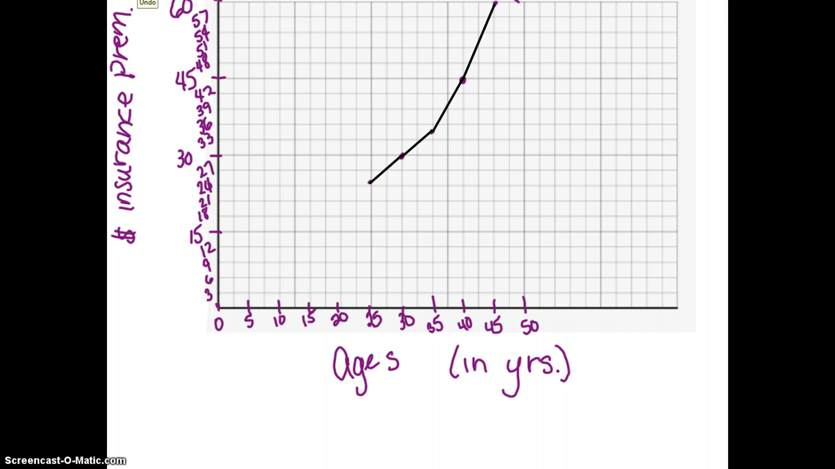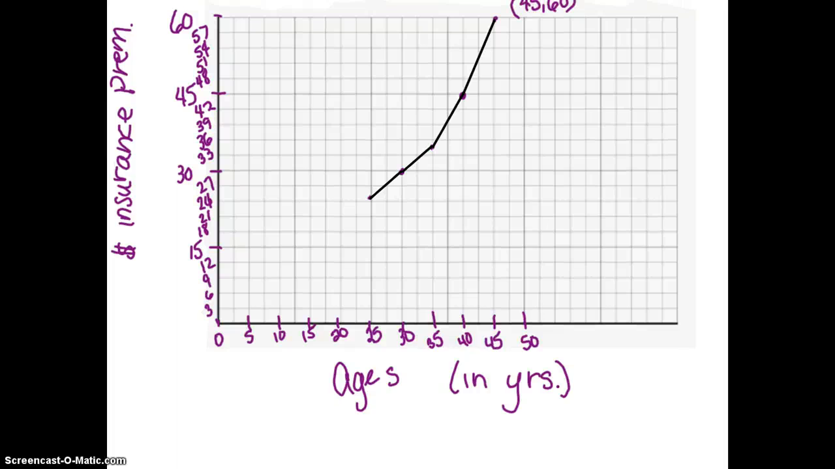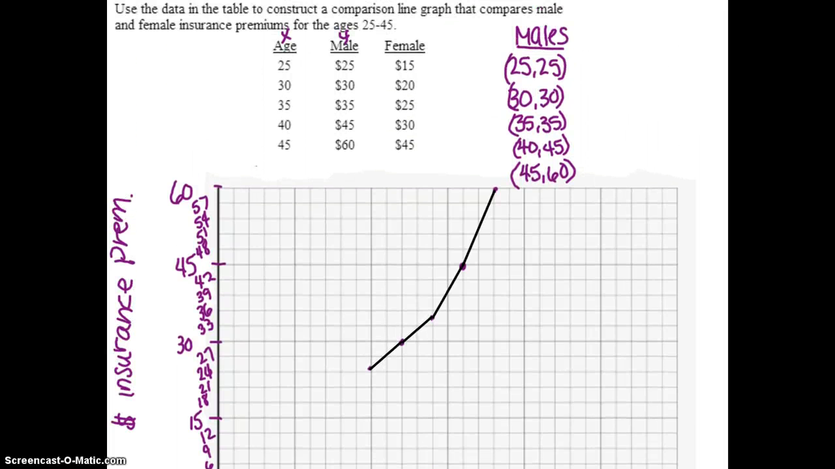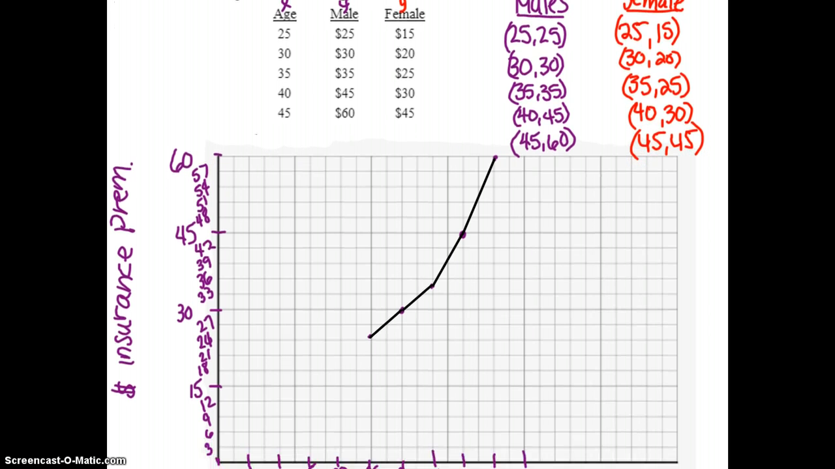So let's go back and look at the numbers for females. Choose a different color here. So if I did females, this is going to be my X and then this will be my Y. So for female, 25, 15, 30, 20, 35, 25, 40, 30, and 45, 45. So now my job is to graph those on this graph.